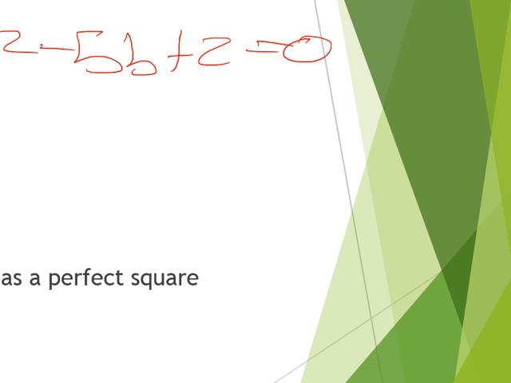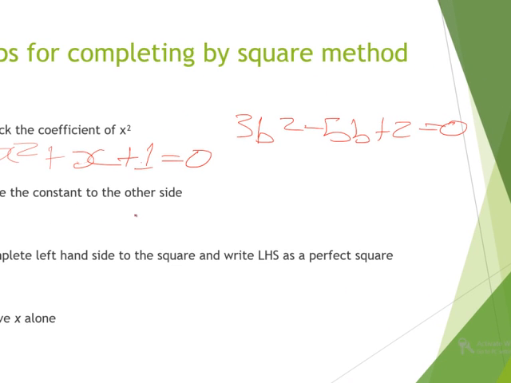Move the constant to the other side. As I showed before, it should be equal to 0 before you start the equation. But here we should move the c, which is in ax squared plus bx plus c. The c should be moved to the other side where 0 is, and then complete the left hand side to the square and write the left hand side as a perfect square.